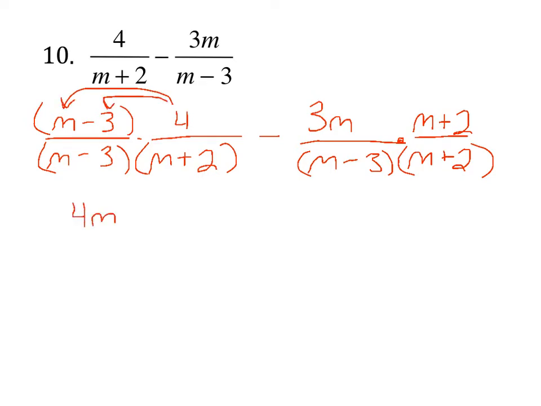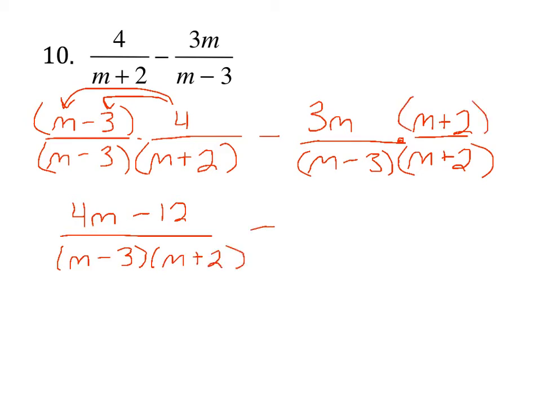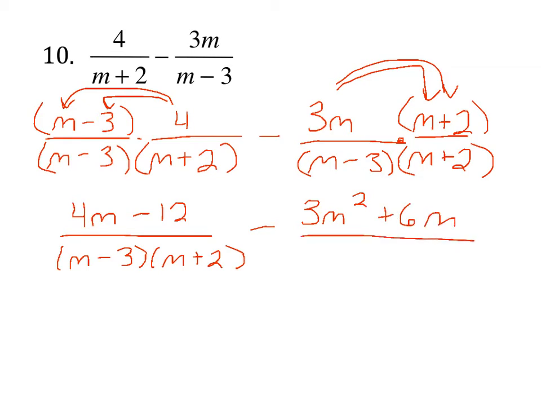So I have 4m minus 12 and I have 3m squared plus 6m. Since we're subtracting, what we want to do is turn our subtraction sign into a plus sign and then change the signs of the terms in the numerator only in our second fraction. This will help us subtract.